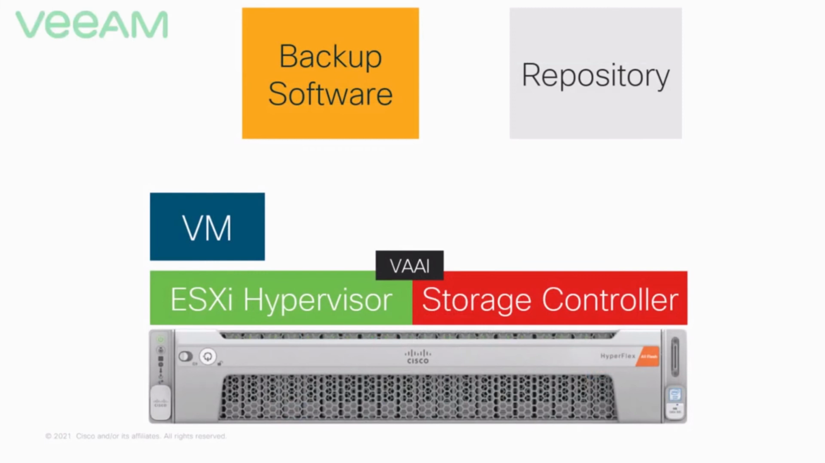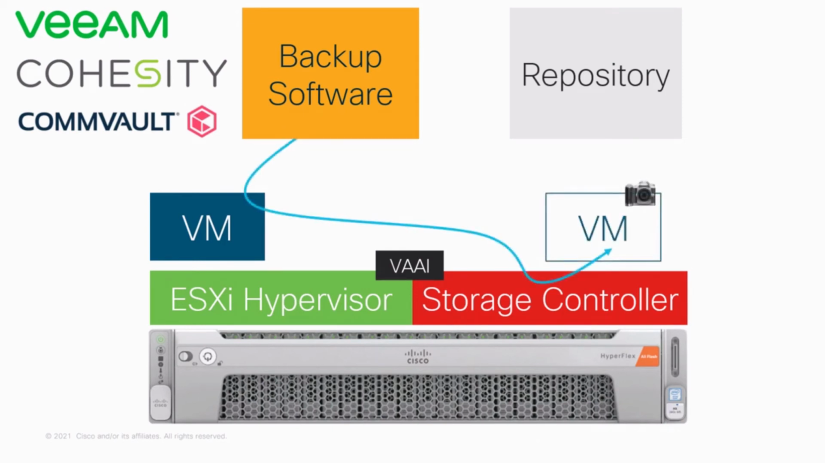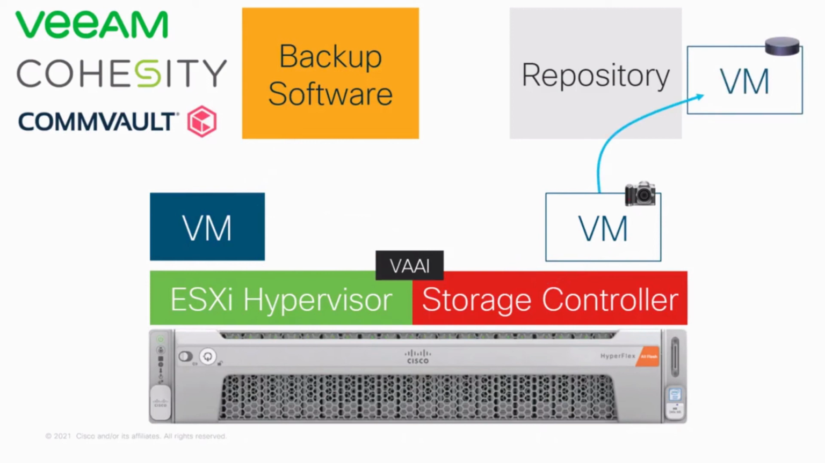Backup solutions Veeam, Cohesity, and Commvault have integration with Cisco HyperFlex storage-based snapshots. These backup solutions will take an application-consistent storage-native snapshot of the virtual machine. That snapshot will then be pushed into a repository to serve as a VM's backup. Finally, backup software will request removal of the snapshot since it does not need it anymore.